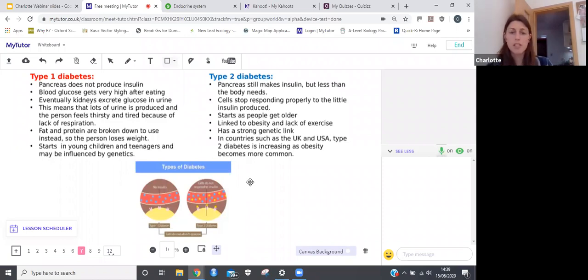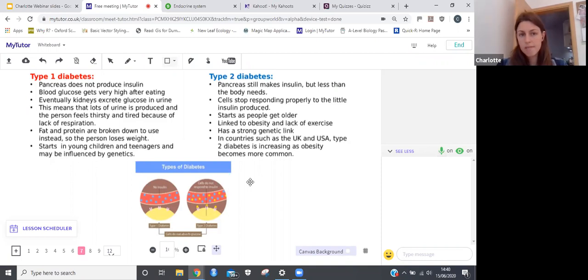Type 2 diabetes is strongly linked to obesity and lack of exercise, and also has a strong genetic link, as does obesity. So all three of those are kind of linked together. In countries such as the UK and the USA, type 2 diabetes is increasingly common because obesity is becoming more common. So there's a kind of direct correlation between the two there.